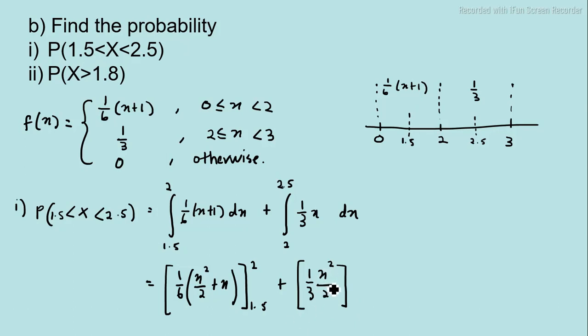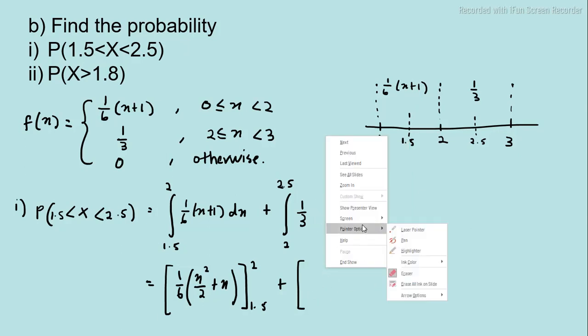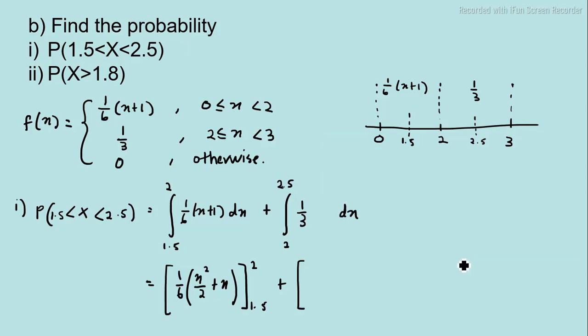Alright, so x squared over, sorry. Kat sini 1 over 3 saja. Nasib baik. Okay, so dia adalah fungsi constant kan. Okay, so 1 over 3 x only, from 2 to 2.5. Okay, so now kita tinggal masukkan sahaja. So you can check my answer. You will get 19 over 48.